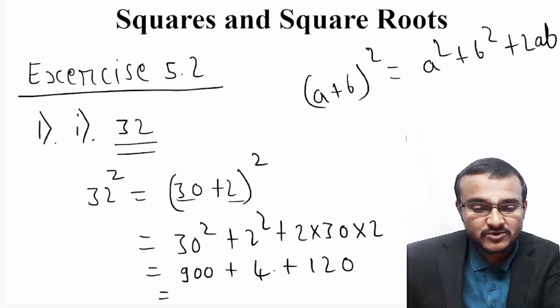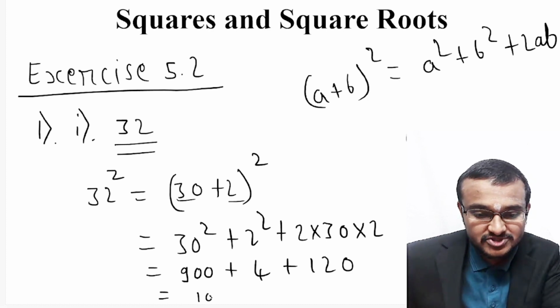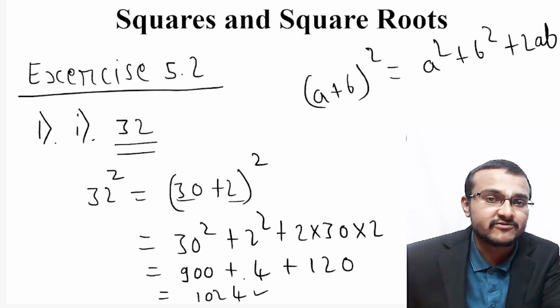So when you do 900 plus 120, it will be 1020. So plus 4 will be 1024. So when you do 32 square, you will get 1024.